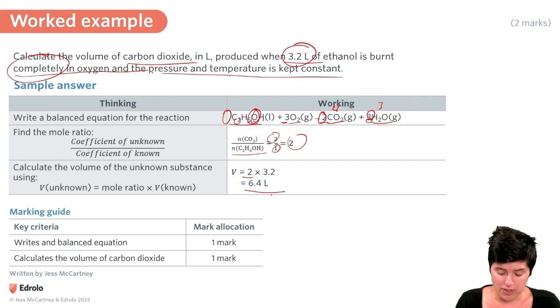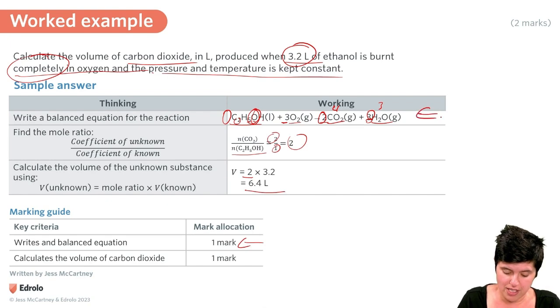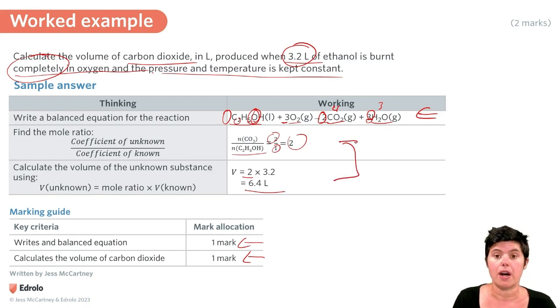The mark allocation for this is correctly balancing the equation, so this part here. And then the second mark is calculating the volume of the carbon dioxide, so that's these two steps here combined.